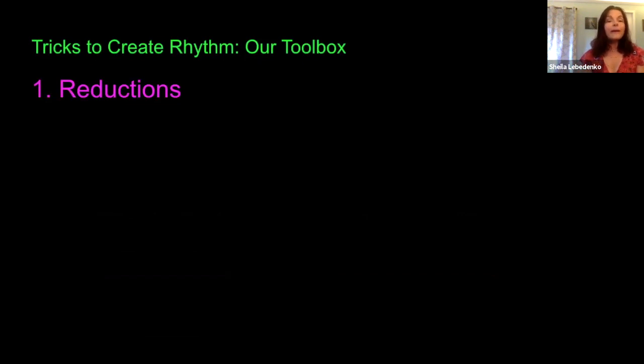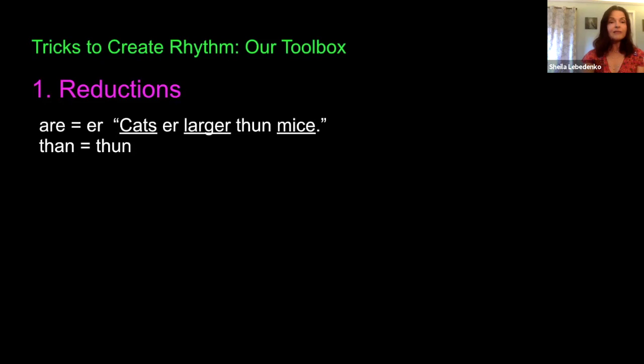We're going to learn about tricks that help you create rhythm, our toolbox of tricks. So the first one is reductions. We've already talked about it a little bit. For example, are becomes 'r. Cats 'r larger than mice. It's totally normal to say that. It is not considered sloppy speech as long as my cats and my larger are super clear. Cats are larger than mice. And then we've already mentioned that becomes than. That's a reduction. We don't say the short A and then, we just change it to than. Cats are larger than mice. If I say cats are larger than mice, somebody's going to fall asleep.